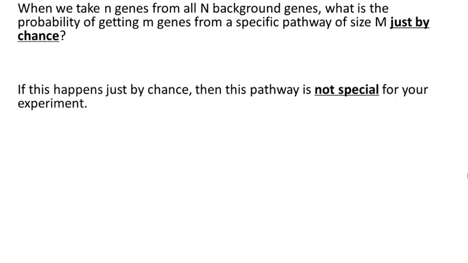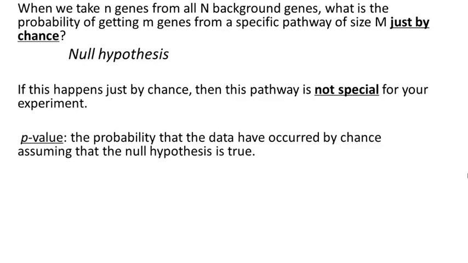If this happens just by chance, then this pathway is not special for your experiment. The just by chance possibility is called the null hypothesis. The p-value, which is used everywhere in statistics, is the probability that the data have occurred just by chance, assuming that the null hypothesis is true.